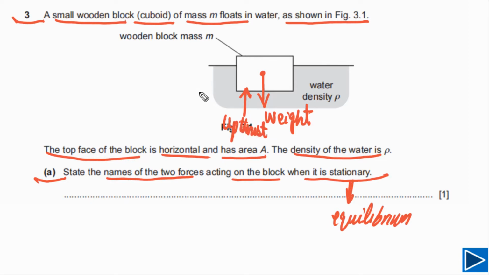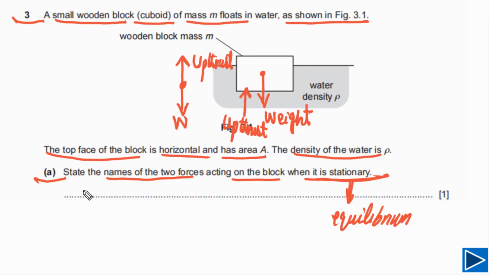If we draw the free body diagram, we can simply draw weight acting down, this is W, and upthrust acting up. These two forces are equal in magnitude but in opposite direction. So these two forces are acting on this block as the block is stationary.